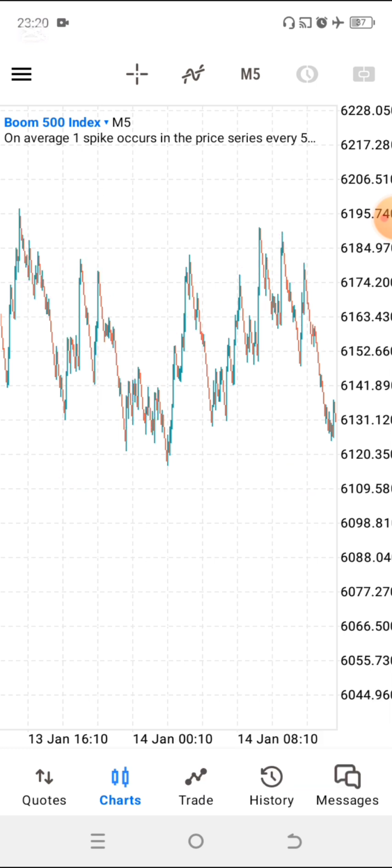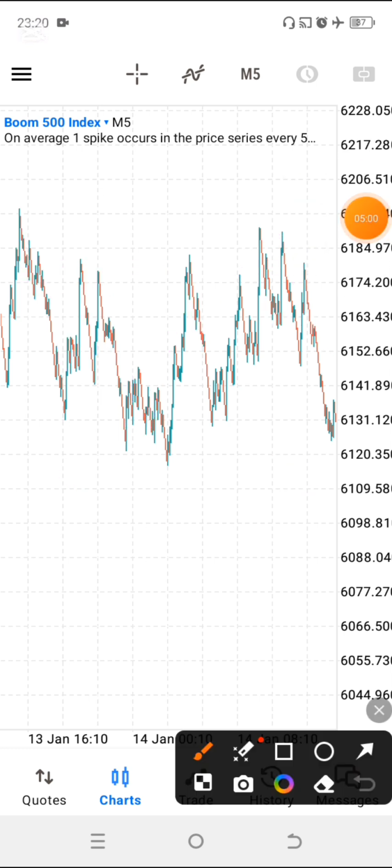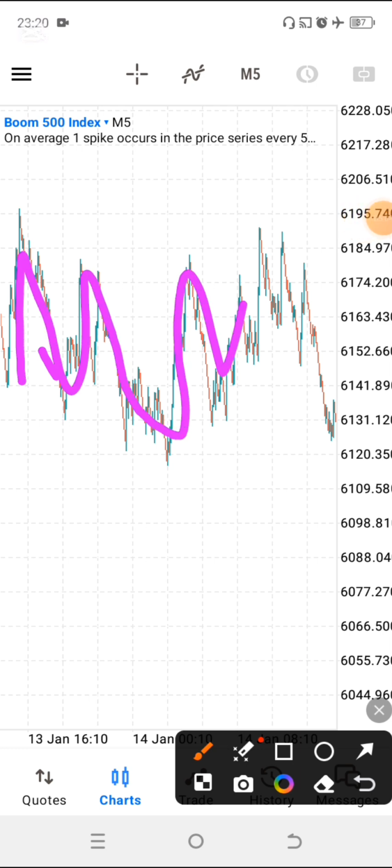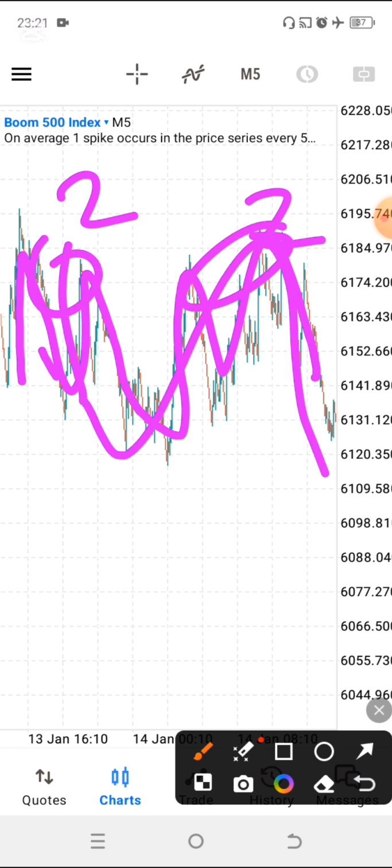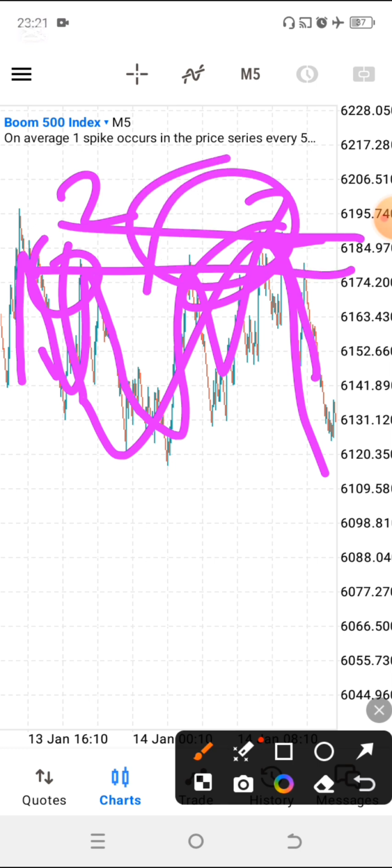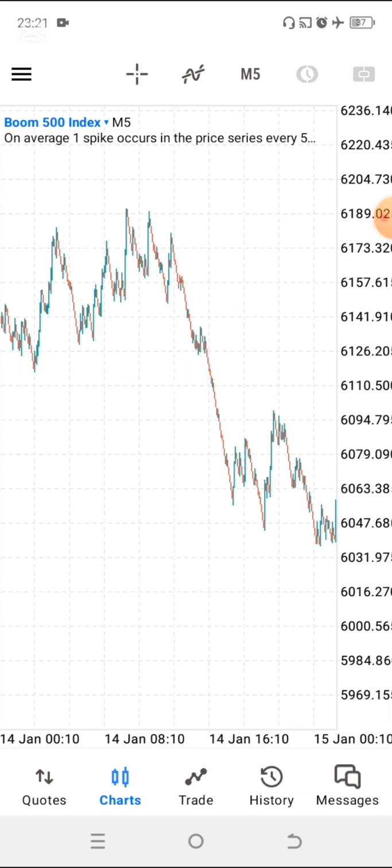Let me draw this more clearly, right? So this is like an M over here, and then we've got another M over here. So there's 2-2, two M's and two M's over here, forming one big M, right? So this is a resistance area that tested price, and price rejected off that point, right?